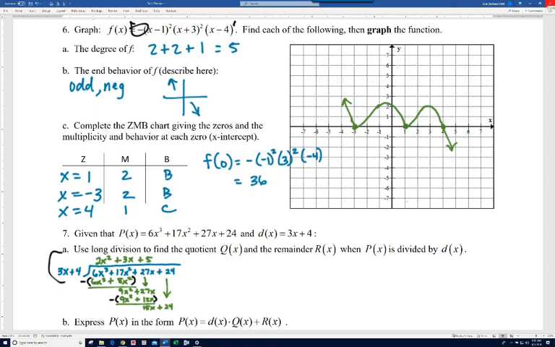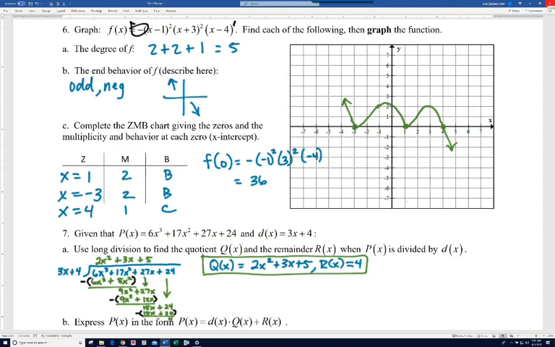So now we'll multiply 5 times our divisor. 5 times 3x is 15x, and 5 times 4 is 20. When we subtract, notice 15x minus 15x is 0, and 24 minus 20 is going to give us 4. And so, we're supposed to get the quotient and the remainder. The quotient is our answer here. So that's q of x, and of course our remainder comes from this number right here, the 4.